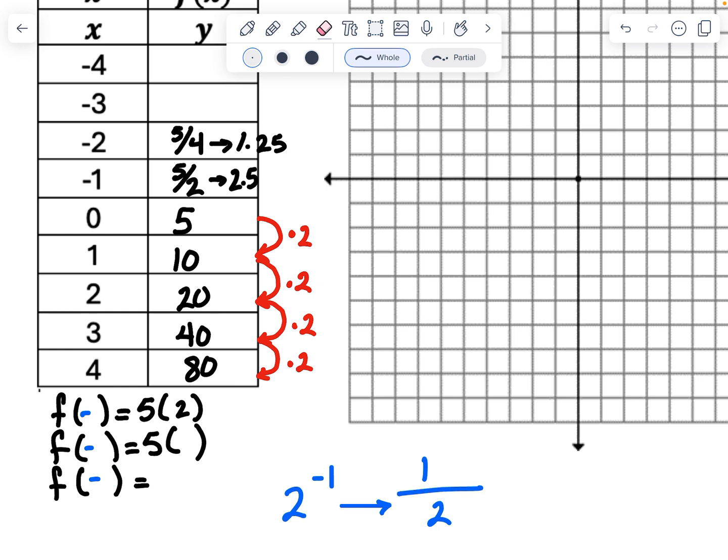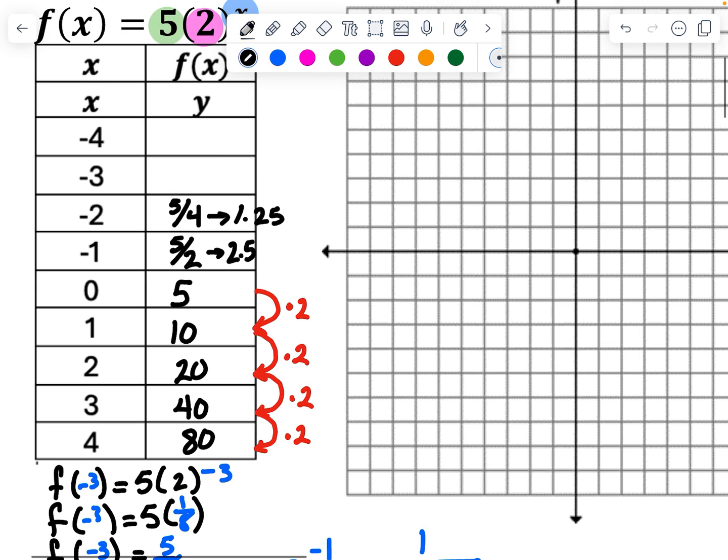Okay, well, what if the exponent is -3? If we substitute -3 for x, then we would get this to be 1/8, which means this is 5/8. If you don't like 5/8 as a fraction, that's fine. 5/8 as a decimal is 0.625.